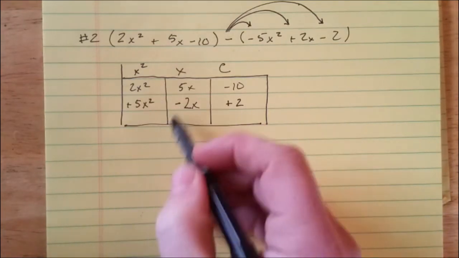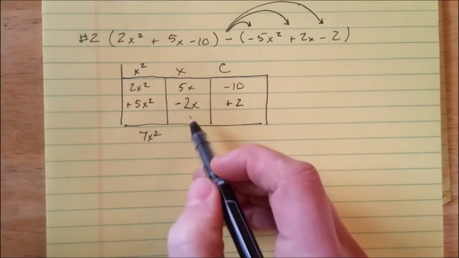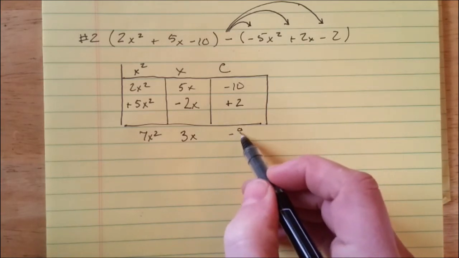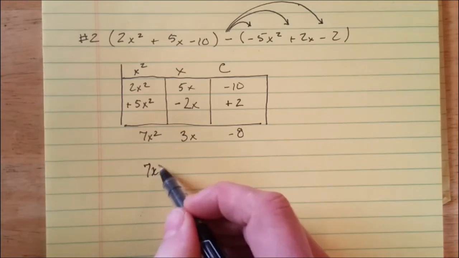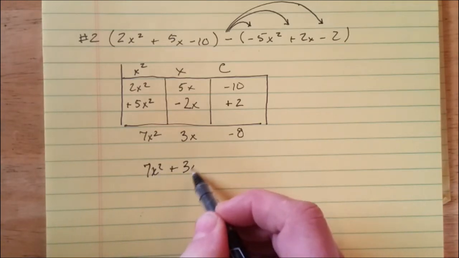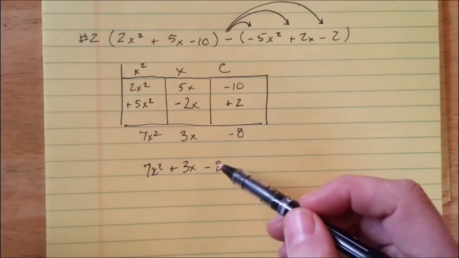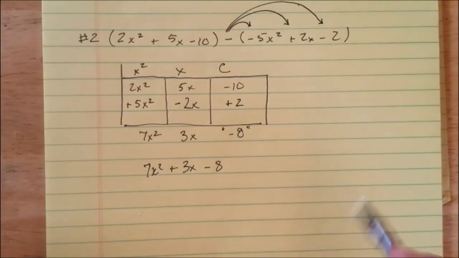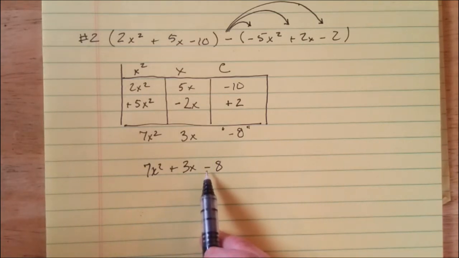Alright, let's combine these like terms now. That's 7x squared, 3x, and negative 8. Or, as the final answer, you actually should write 7x squared plus 3x minus 8. Some of you are confused about whether that's a negative 8 or a minus. Well, when I'm talking about it all by itself, it's negative 8. When I attach it to the rest of the polynomial, that symbol is now between two numbers, and it's referred to as a minus.